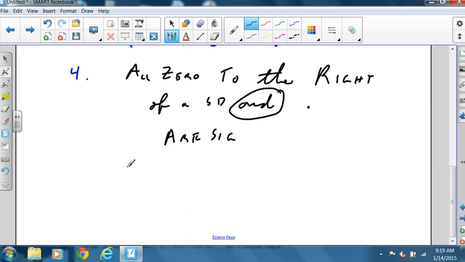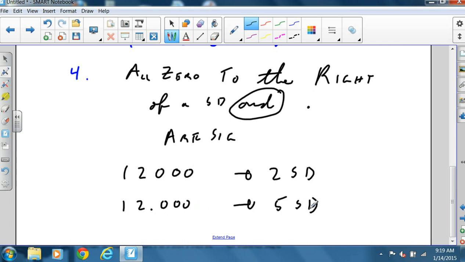So if I have 1, 2, 0, 0, 0, then I have 2 significant digits. But if I have 1, 2.000, I have 5 significant digits. So there was no point in here, so that means that my significant digits end right there. Here there is a point, so here's our zeros to the right of a significant digit. The program doesn't support this anymore, so they're not going to fix that for me.